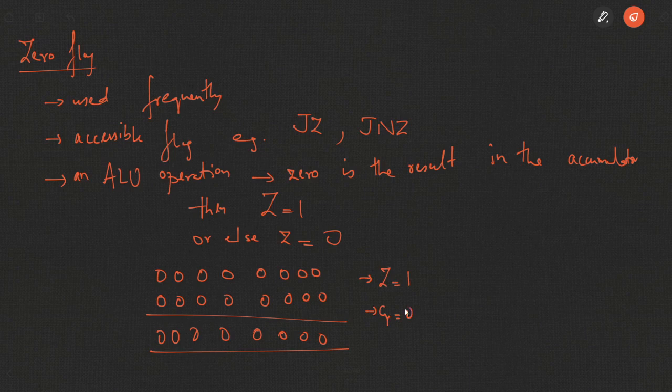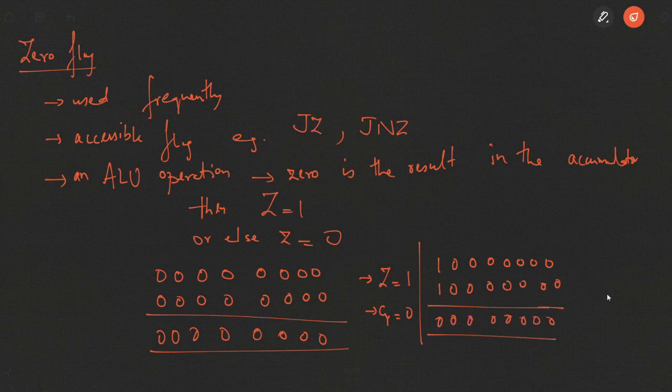Carry flag will be reset. But if you have a number like this, the resultant is again zeros, but there is also carry generated. So this sets Z equal to 1. This will also set carry flag equal to 1. So this is how you can actually distinguish between addition of two different types of numbers and the result itself.